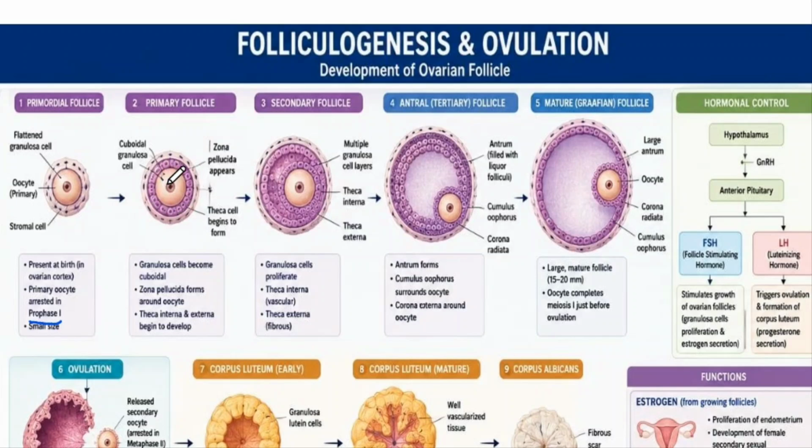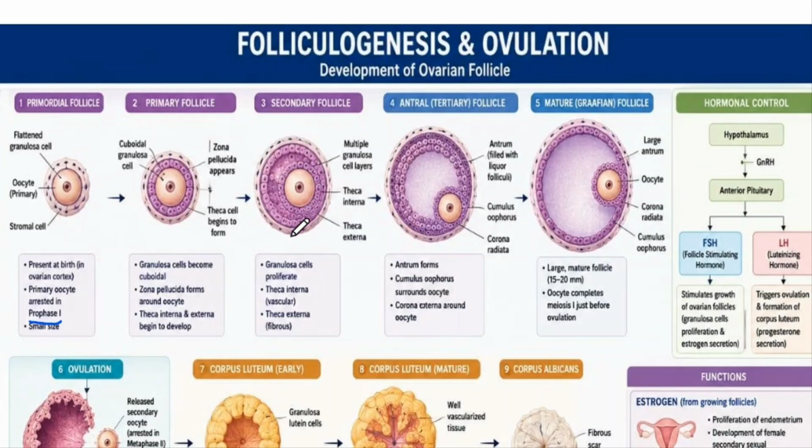A protective layer called the zona pellucida starts to form around the primary oocyte. The oocyte is still a primary oocyte, still contains 46 chromosomes, and remains arrested in prophase 1.